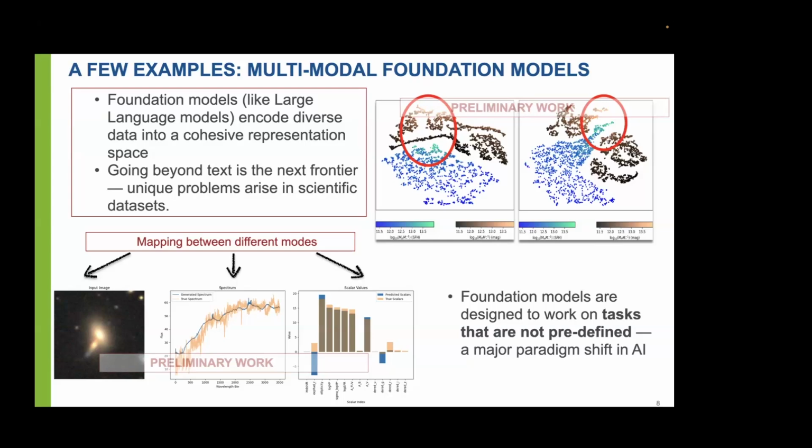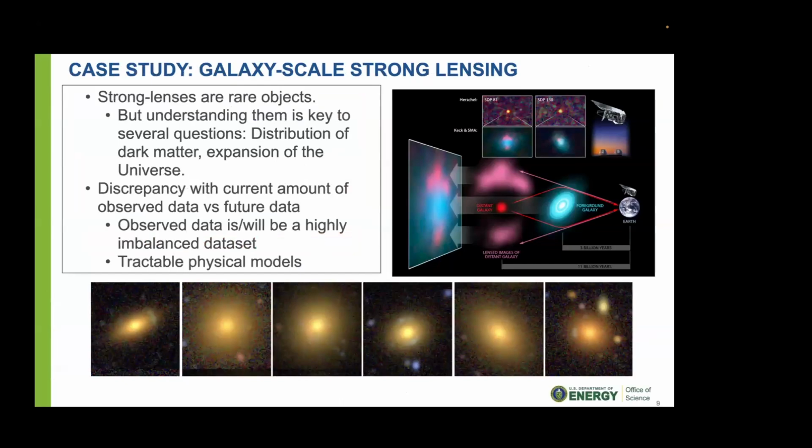Now let's get into something more involved. This is a case study of something called galaxy-scale strong lensing. Strong lensing is a phenomenon that happens when you look at certain types of galaxies. Let's say there's a galaxy that is far away, and you're looking at it from Earth, but there is actually another galaxy in between that distant galaxy and yourself.